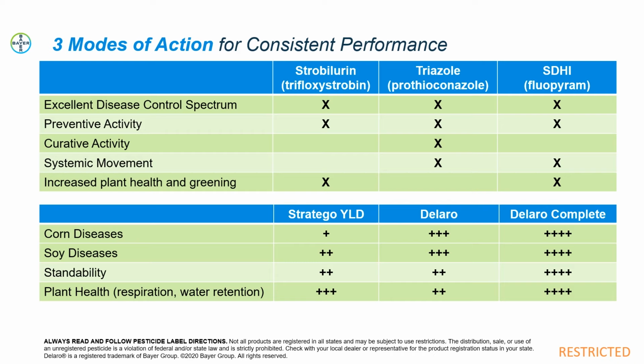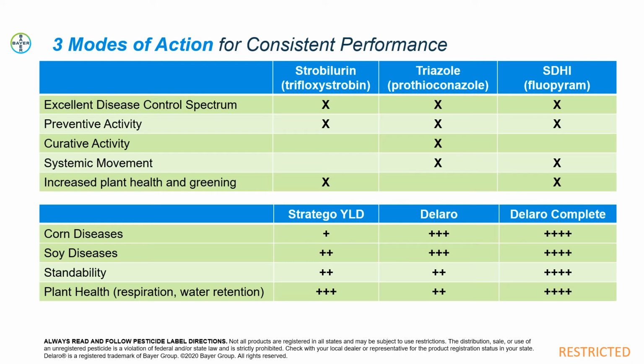All three of our chemistries have good preventative activity, not necessarily preventing the spores from getting in the plant, but preventing a lesion. We rely heavily on the triazole component and prothioconazole for that curative activity. Two of those are very systemic within the plant. The strobilurin is primarily locally systemic, just in the cuticle and movement throughout the leaf surface, and translaminar as it moves through the lipids down into the bottom side of the leaf. And then we get plant health effects or greening effects from both the strobilurin and the SDHI.